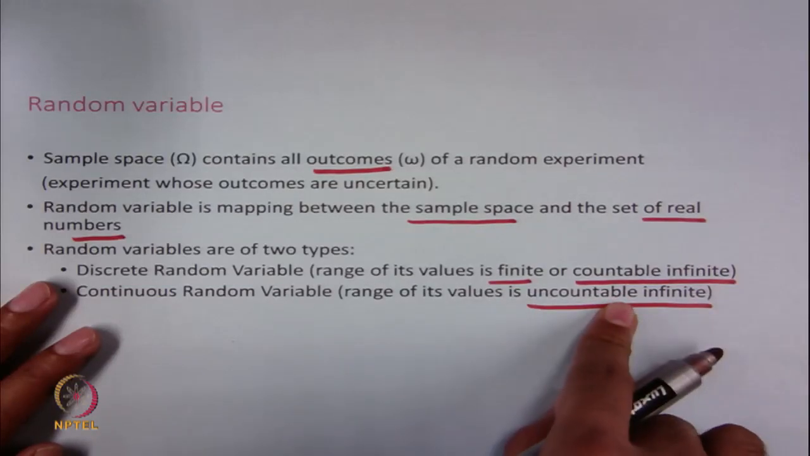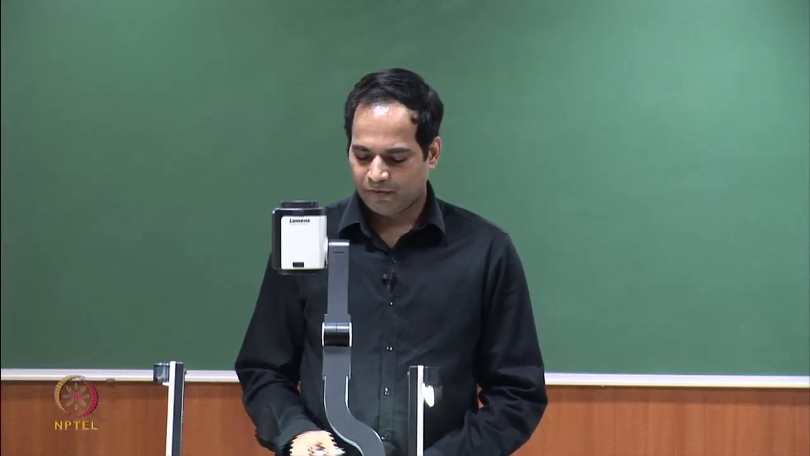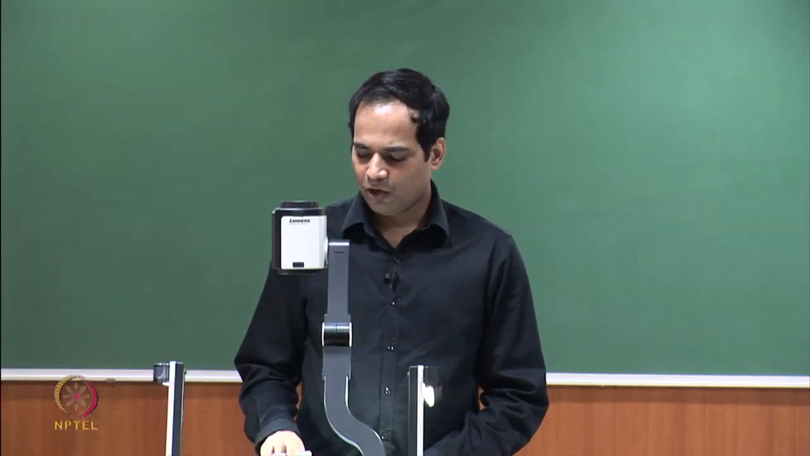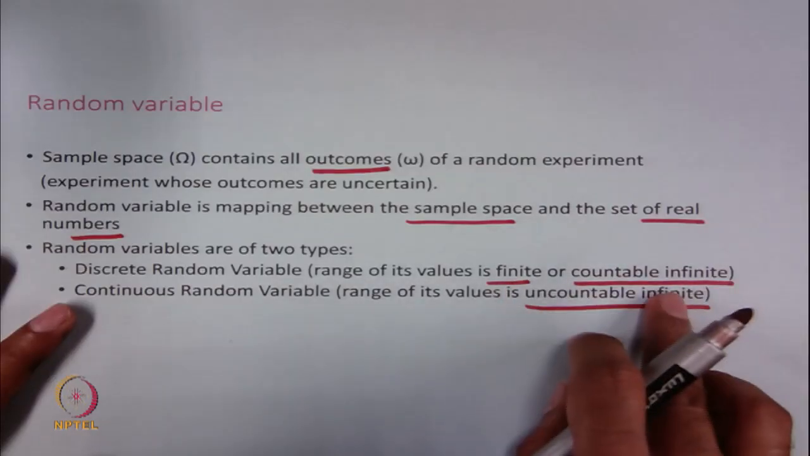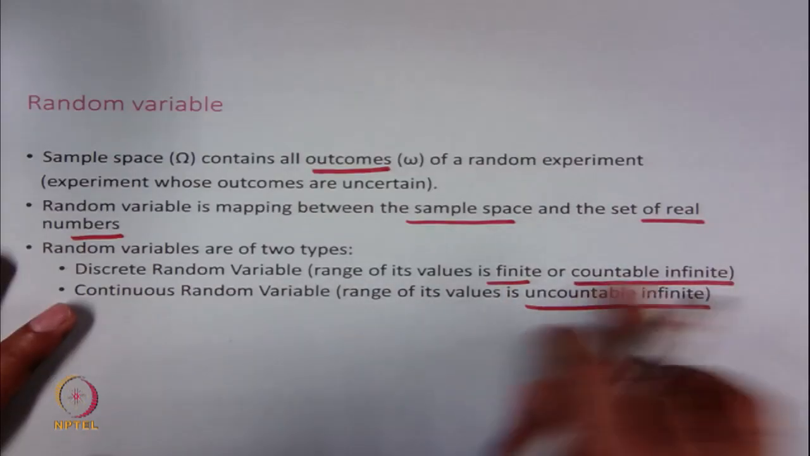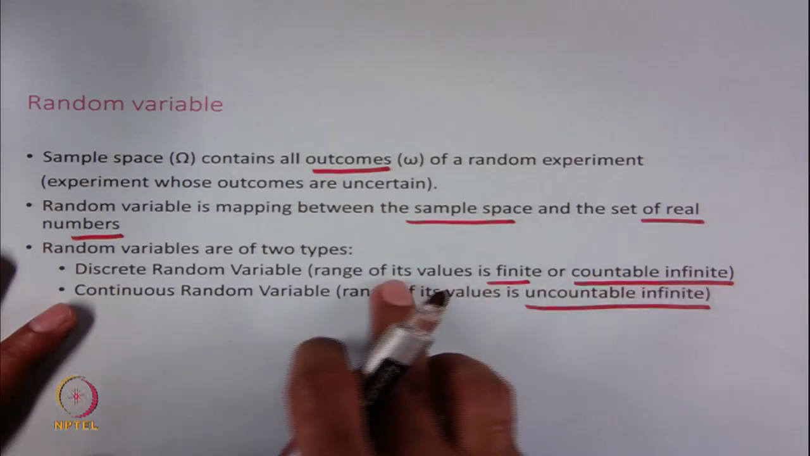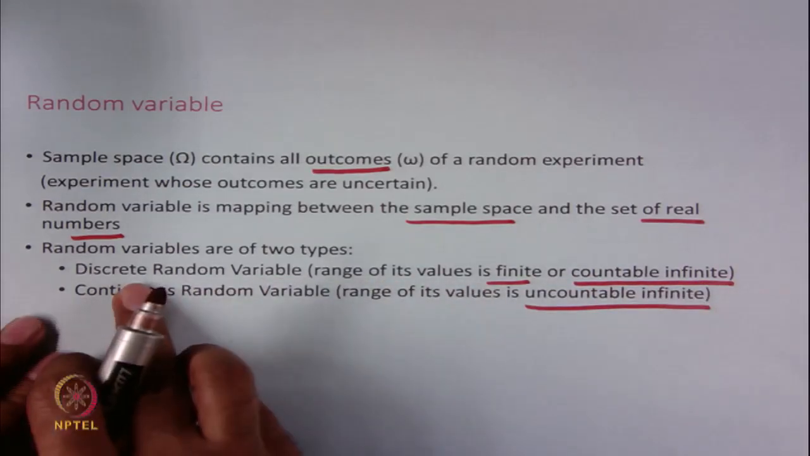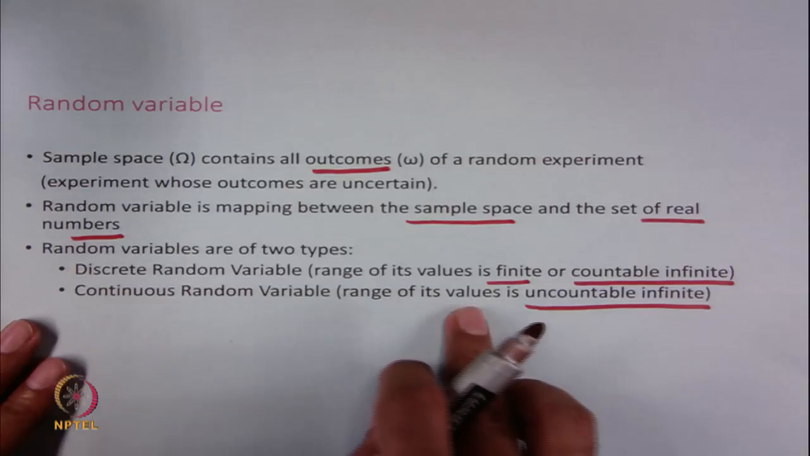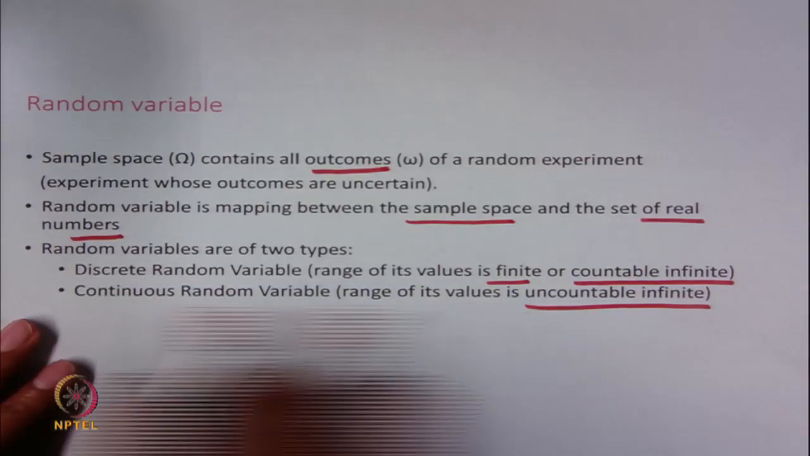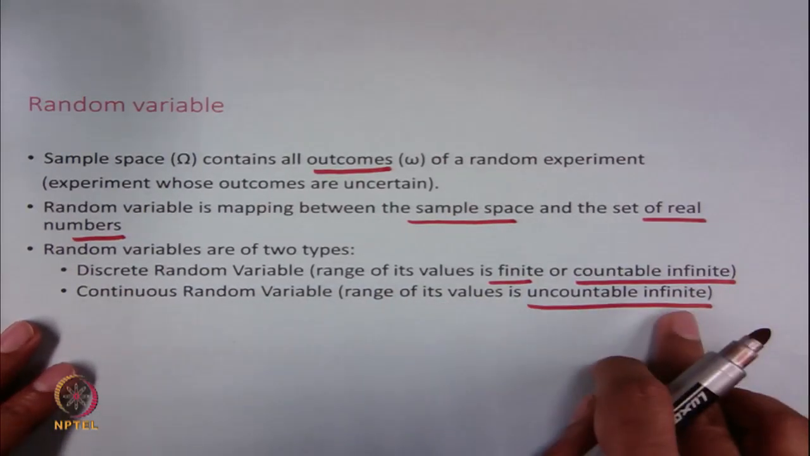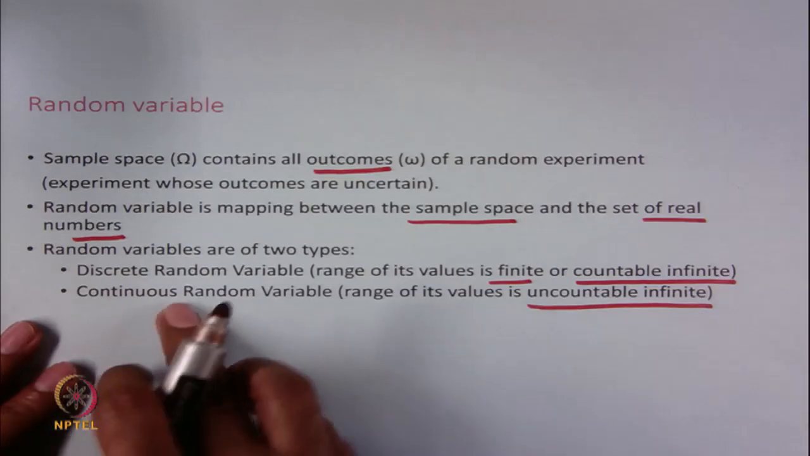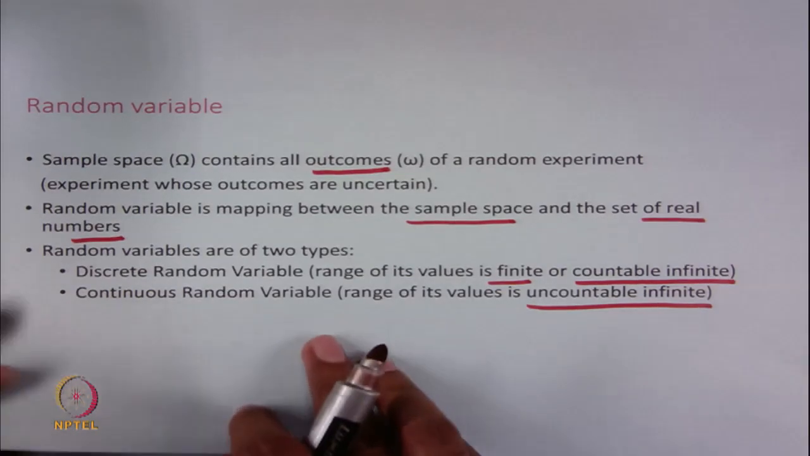So, again I repeat, if the range of a random variable is finite, or if it is infinite and the infinity's nature is countable infinity, then we call that random variable a discrete random variable. And if the range of values of a random variable is uncountable infinite, we call that a continuous random variable.